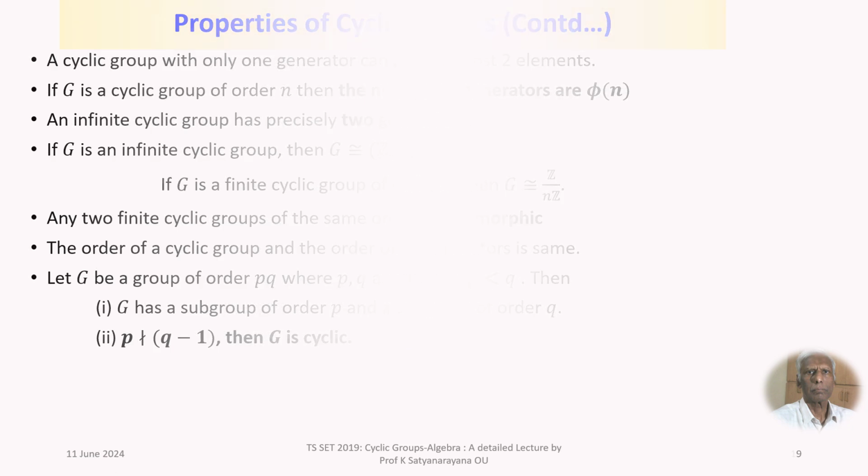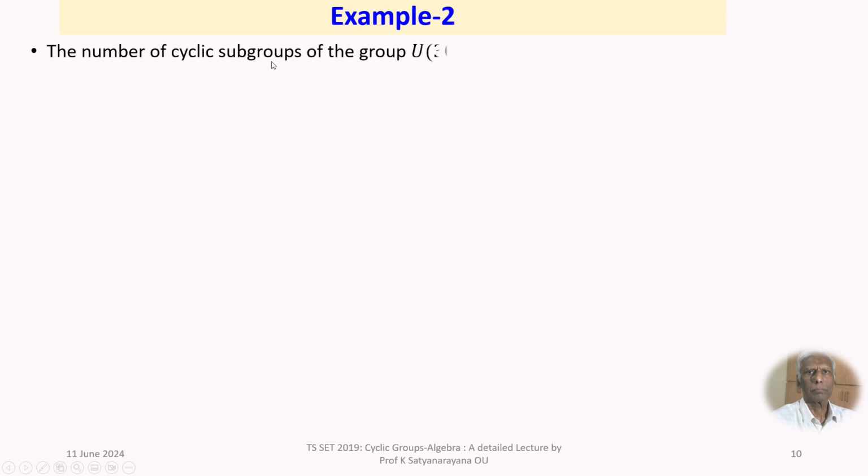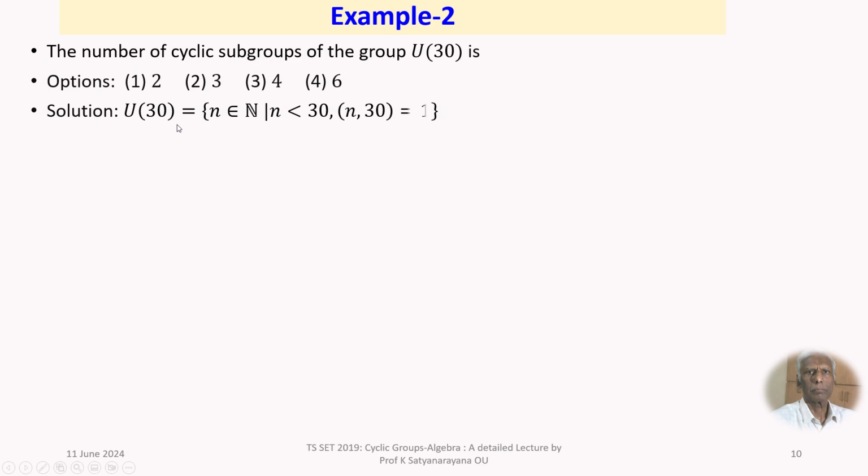Now, let us go to a question. This is example 2 that we have created for you. The number of cyclic subgroups of the group U30, the units of Z30, is, and we are given 4 options. Right. Now, solution. U30 is the set of all those natural numbers n, such that n is less than 30 and the GCD of n with 30 is 1.